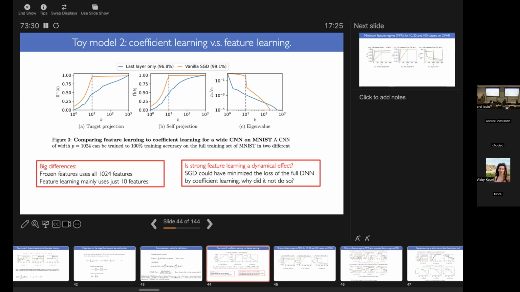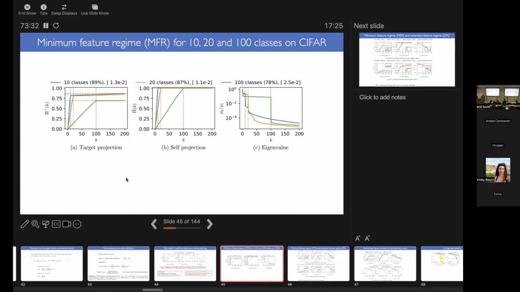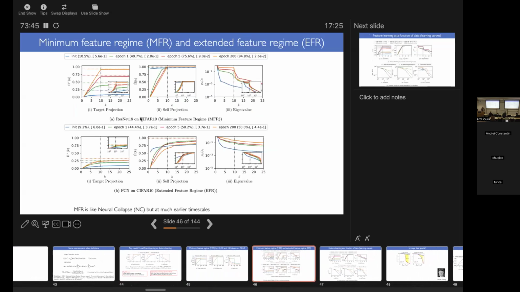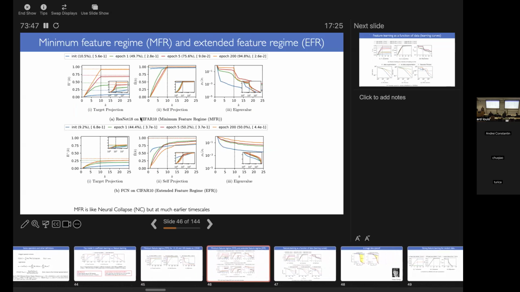I'm just noting that this collapsing to a minimal number of possible features, we call this a minimum feature regime, happens for 10 classes, 20 classes, 100 classes. You see that very clearly. I'll show you, if you look at it with time, this one is CIFAR-10 with a ResNet, which I can walk you through.